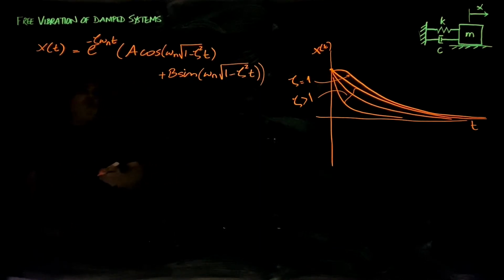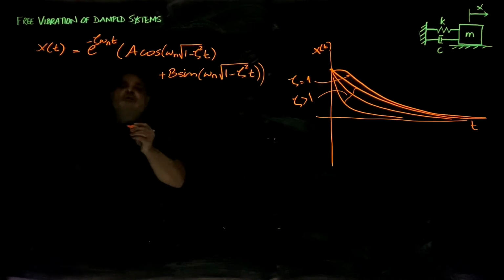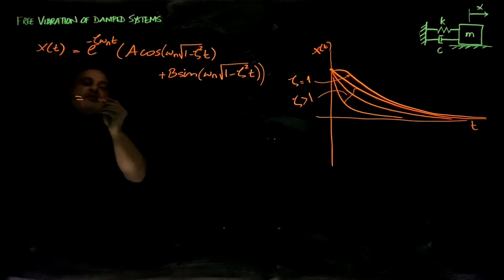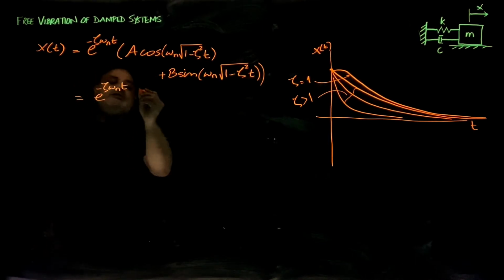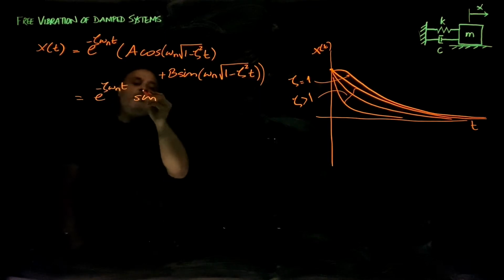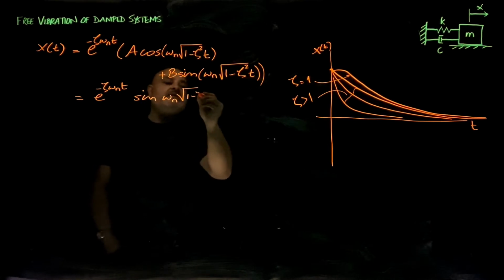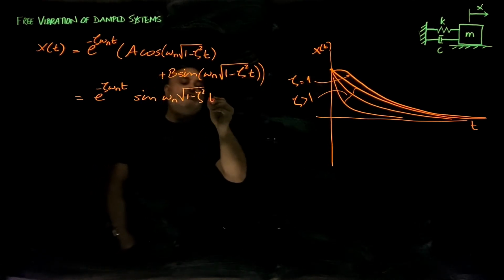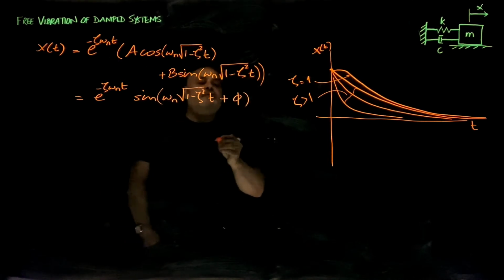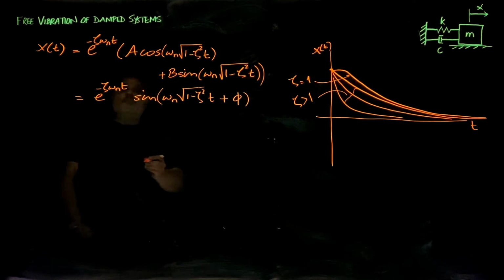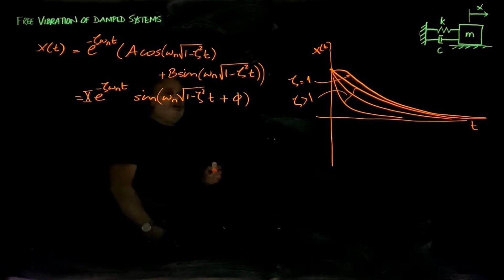Now I can combine these two sine and cosine terms into one sine function: e to the power negative zeta omega n t, sine of omega n square root of 1 minus zeta squared t, plus some phase angle, and the amplitude will go back to the amplitude of the motion x.